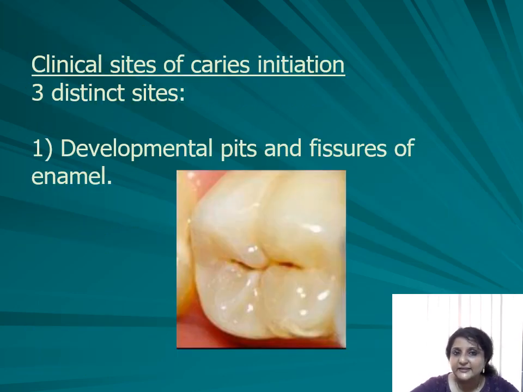Now coming to the clinical sites of caries initiation, where does it start? So there are 3 distinct sites on the surface of a tooth. The first one is the developmental pits and fissures, which is found on the occlusal surfaces of the posteriors, the occlusal 2/3 of the buccal and the lingual surface, and on the lingual surfaces of the anterior teeth.